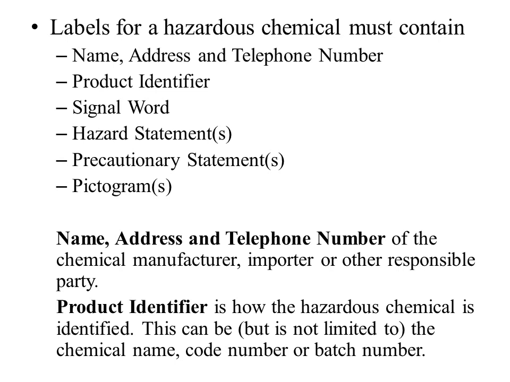First, the name, address, and telephone number of the chemical manufacturer, importer, or anyone who is responsible for the container should be properly mentioned in the label. Next is the product identifier.